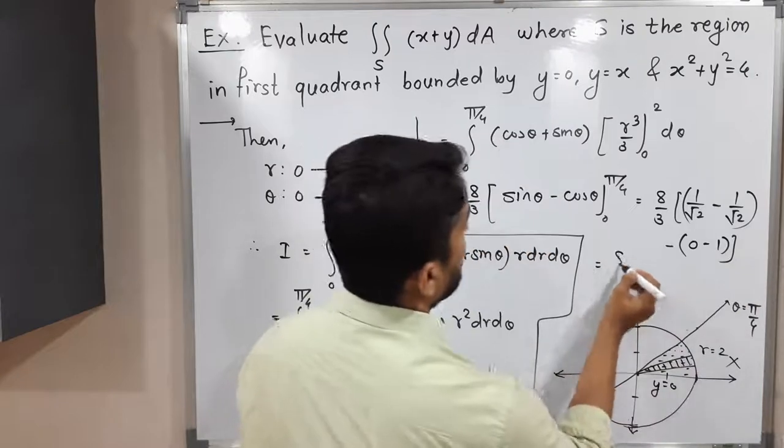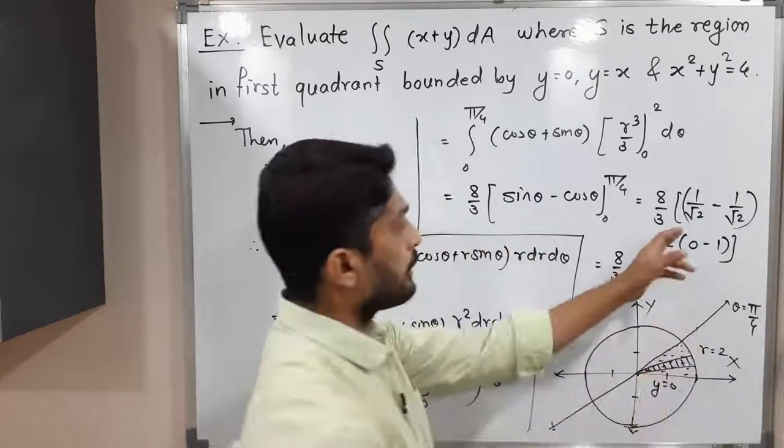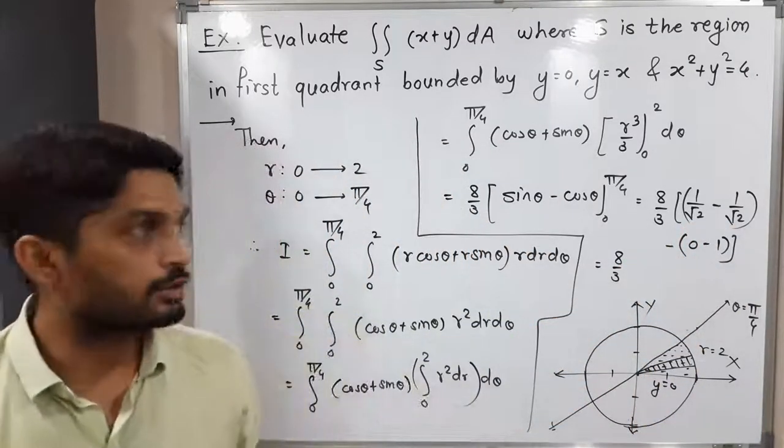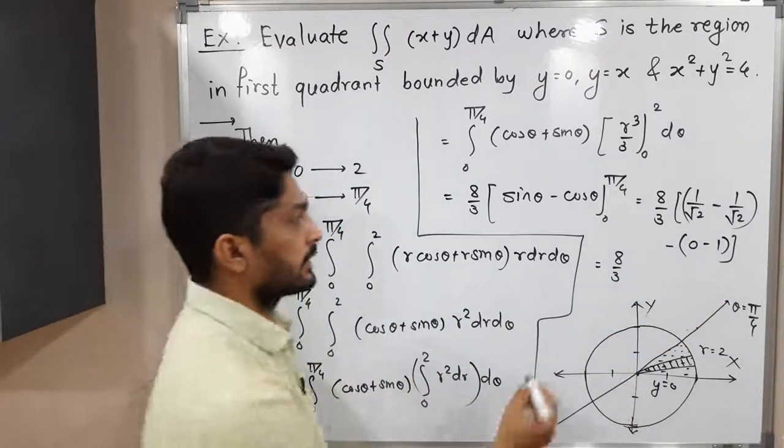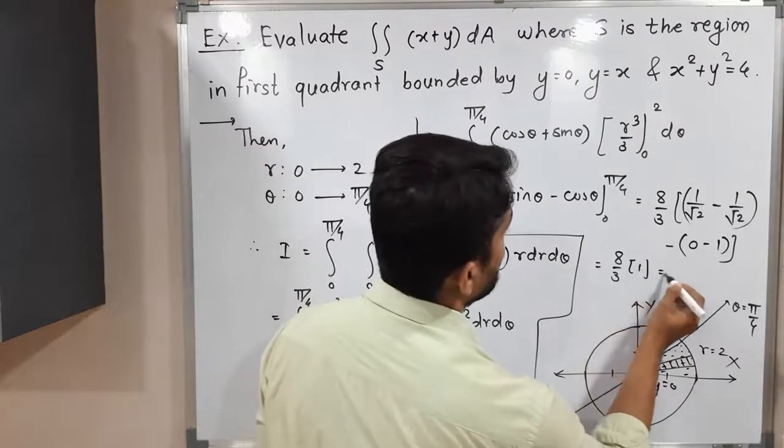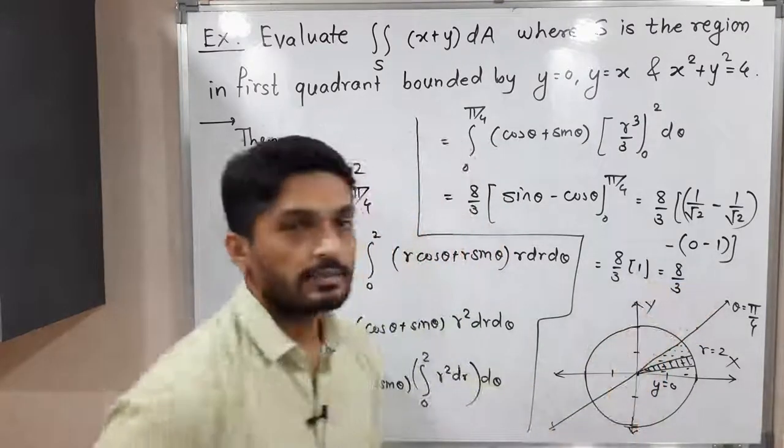So what will happen? 8 by 3 will be there. So 1 by root 2 minus 1 by root 2 will get cancelled, correct? And this minus minus becomes plus 1. Only 1 will be there inside the bracket. So this is equal to 8 by 3. This is the required answer, okay?